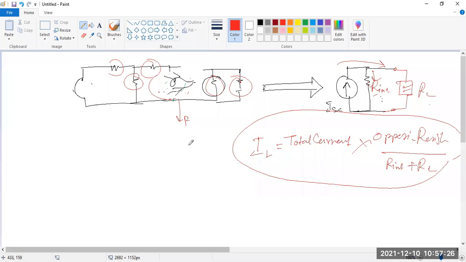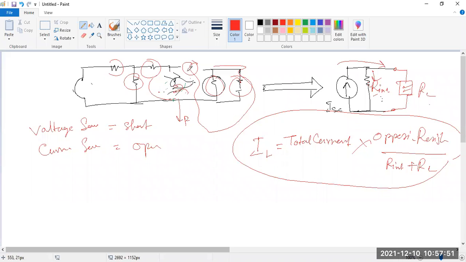And how could I find the equivalent resistance? The equivalent resistance is found here: the voltage source is shorted and the current source is open. Then you can see this portion became meaningless, because the current source is removed and only this is there.